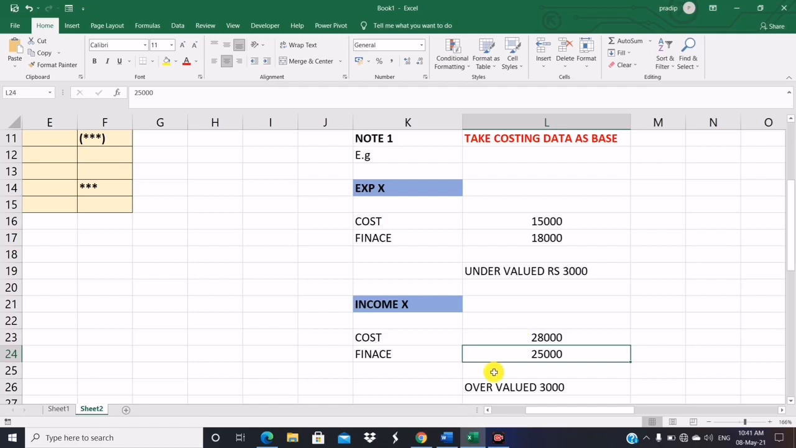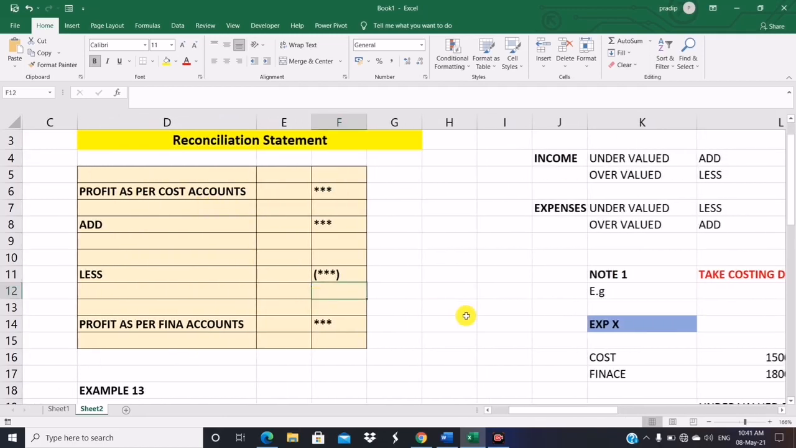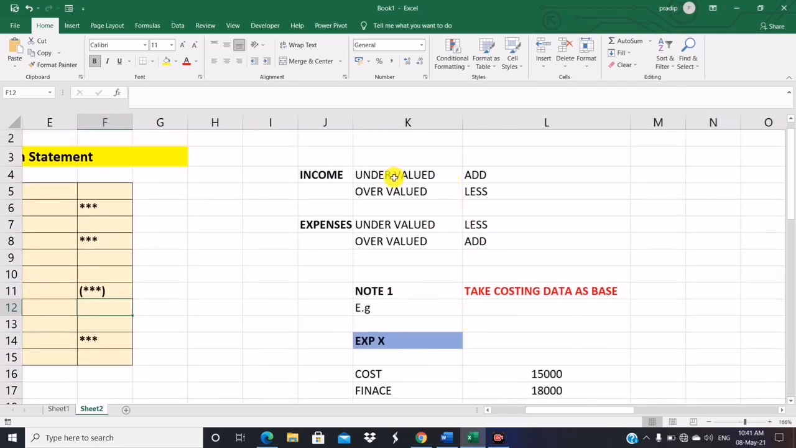So it is overvalued income of rupees 3,000. But in case income is overvalued, what we have to do is less. So here also you have to do less the rupees 3,000. So this is the formula. In case income is undervalued, you have to add. In case income is overvalued, you have to less. That is simply you have to do reversal. In case expense is undervalued, you have to do less, and if expense is overvalued, you have to add. But remember that you have to take costing data as a base.